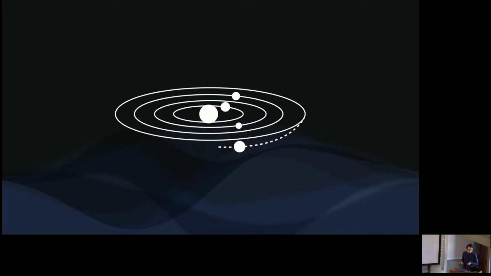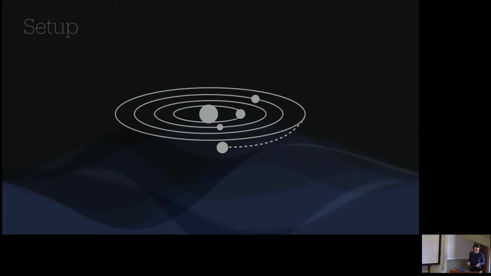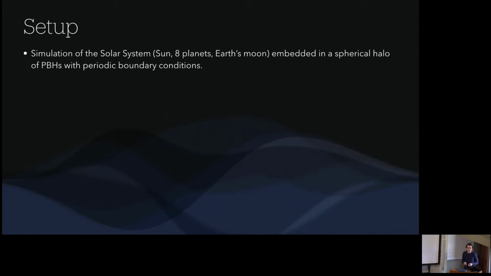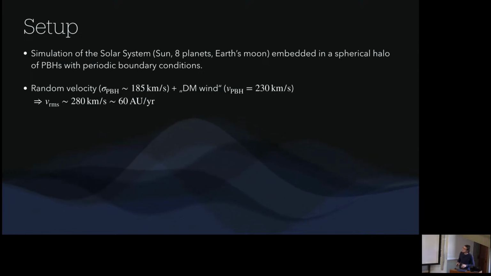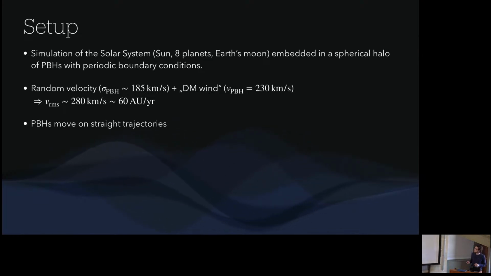And so what we did for this study is essentially we studied simple n-body simulations of the solar system with the sun, the planets, Earth's moon, and embedded it into such a dark halo with a local dark matter density. Then the dark matter has a velocity distribution, a random component, and then you also get that dark matter wind because the sun moves on its circular trajectory around the galactic center. You get a root mean square velocity that is on the order of 60 AU per year. So these objects do cross the solar system within a fairly short time.